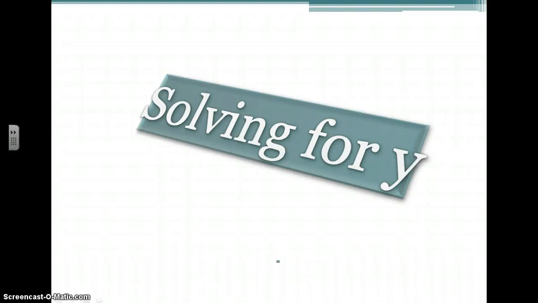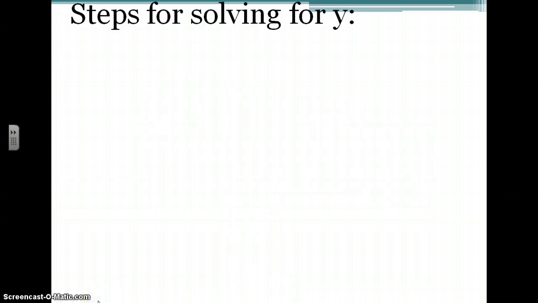Hey students, today we're going to talk about solving for y. Make sure that you take notes over this and write down the steps. So, the steps for solving for y.